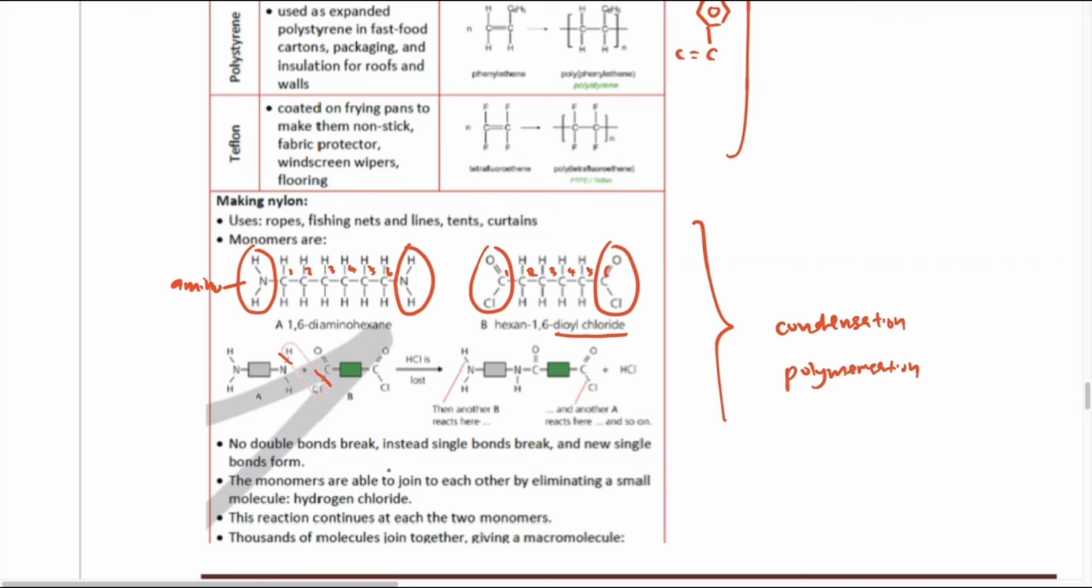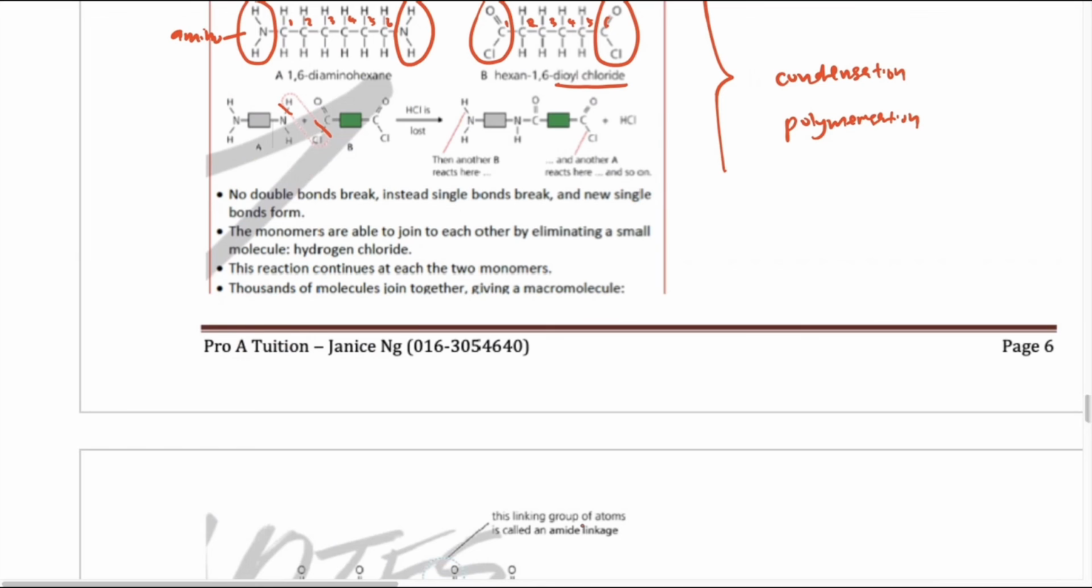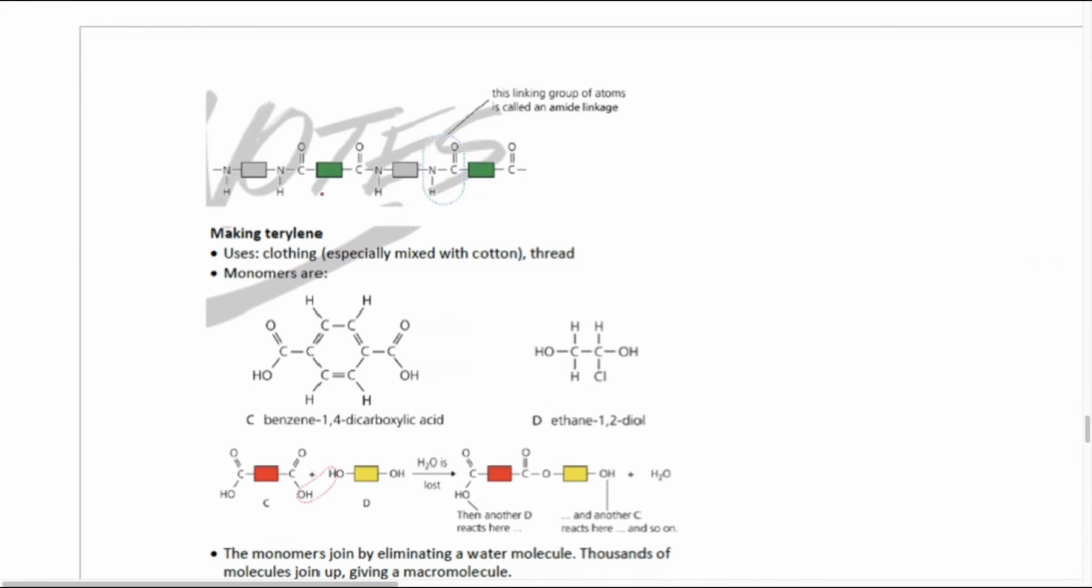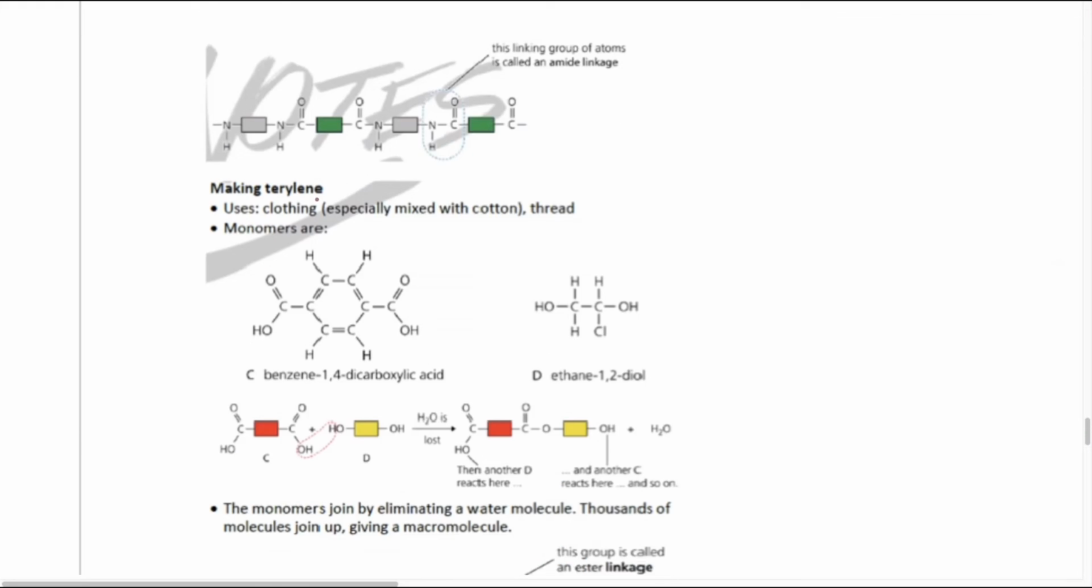For this case, HCl. This reaction continues at each of the two monomers. That means they will just continue this way and keep joining up. This side, the amino will join up with the acyl chloride, and this acyl chloride will join up with the amino. Then they will form a very long chain, which is nylon at the end. Thousands of molecules join together, giving a macromolecule. At the end they form this nylon.